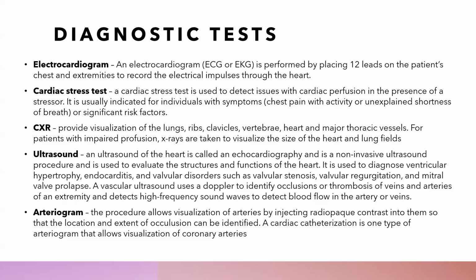Arteriogram produces visualization of the arteries by injecting a radiopaque, which is, again, a contrast media, so that we can actually see if there are any occlusions or blockages anywhere. We could do that to look at the heart. We can use that to look at the legs or the arms to see if there's a clot in the legs or the arms of the patient.